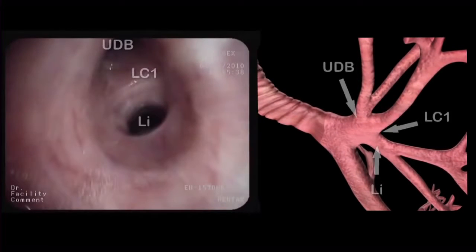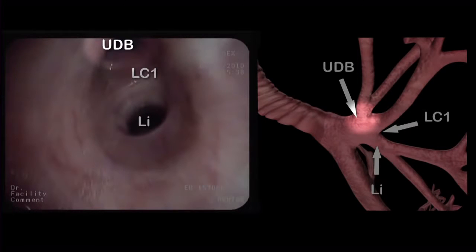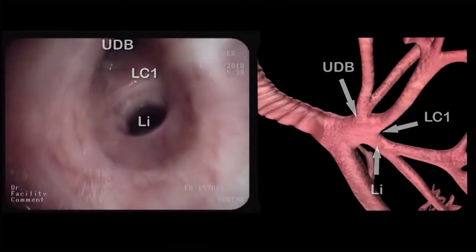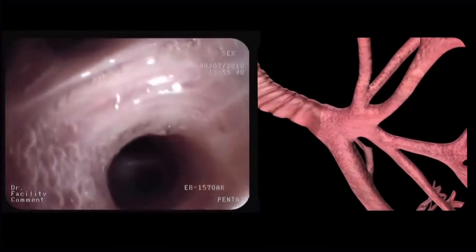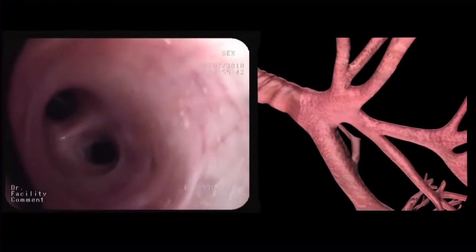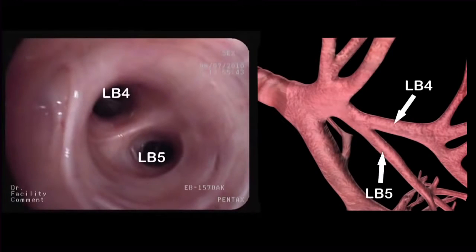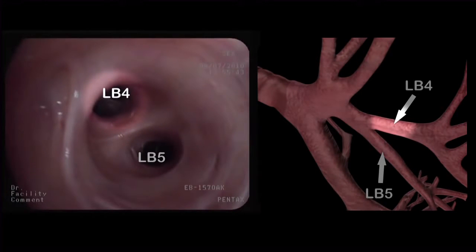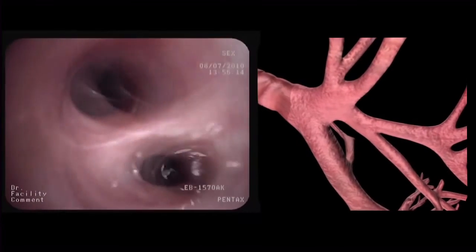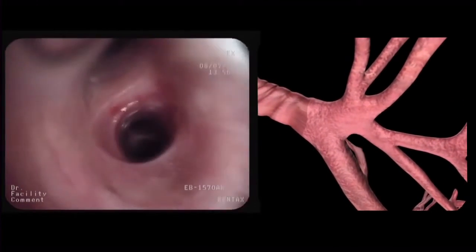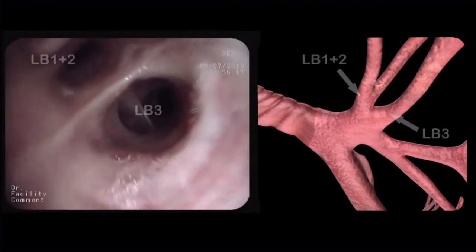When entering the left upper lobe, we recognize the upper division bronchus, the left carina 1, and the lingula. The lingular bronchus divides into the superior segmental bronchus, or LB4, and the inferior segmental bronchus, or LB5. The bronchoscope is retracted and advanced into the upper division bronchus.